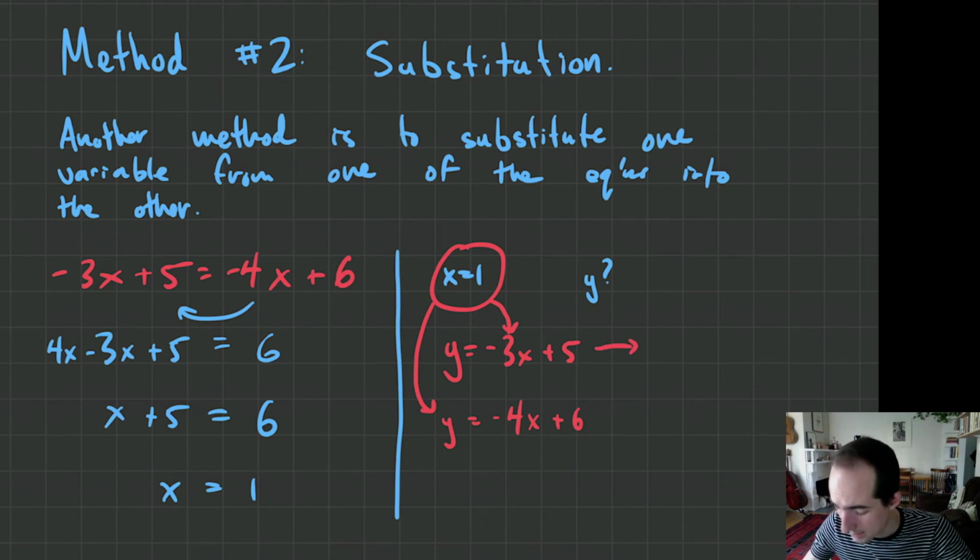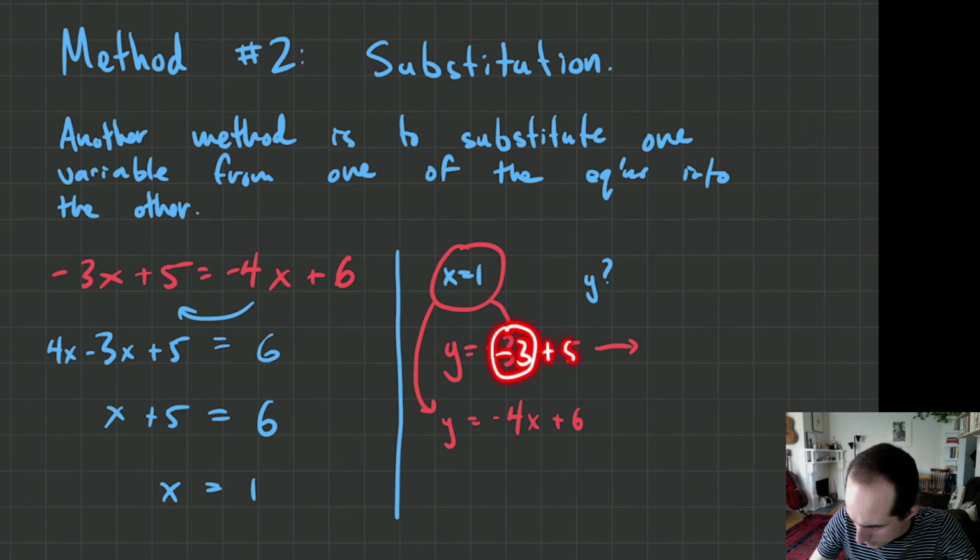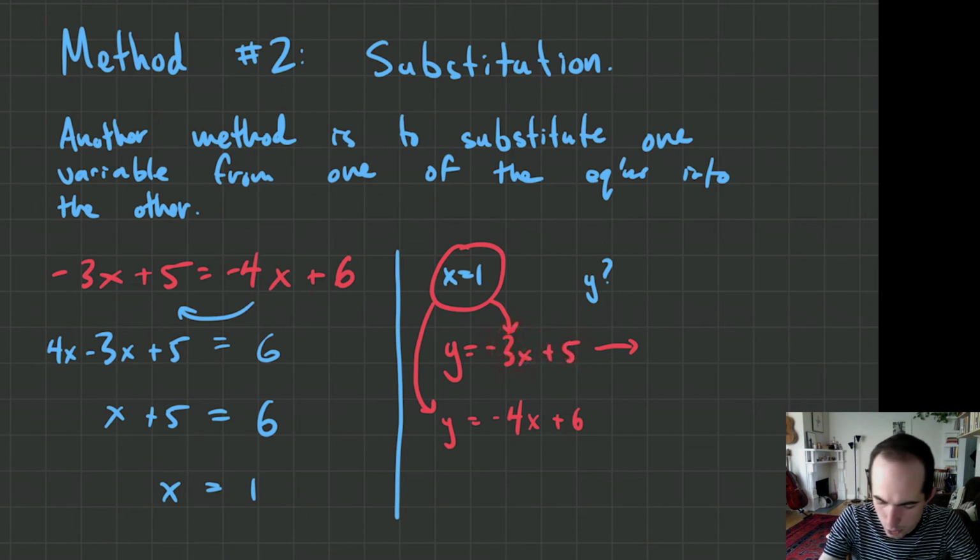So if x is equal to 1, what's y going to be equal to? I'll just do it all in one go. I've got negative 3 times 1 plus 5. Negative 3 times 1 is negative 3. So here I've got negative 3 plus 5, and I get 2. Negative 3 plus 5 is 2.